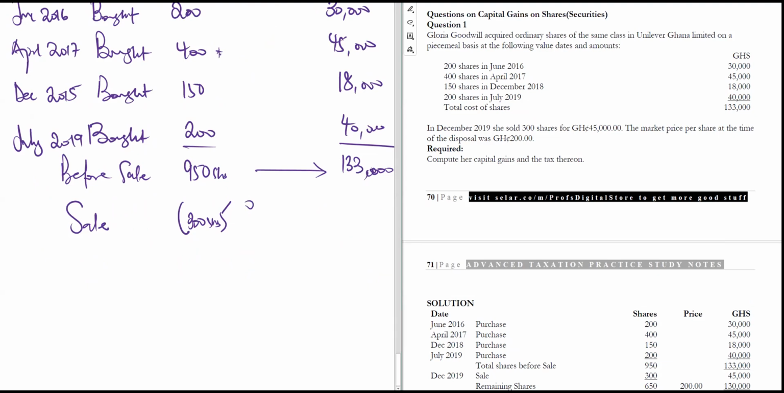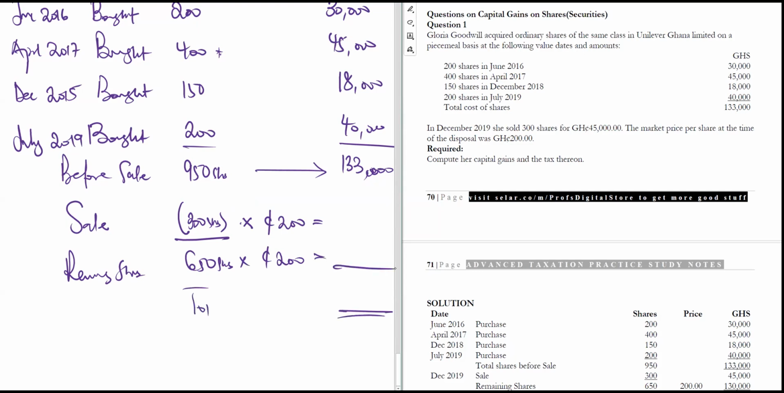Now, we know that these shares were actually sold at how much? She sold them for 45,000, right? But the market price at the time of their disposal was 200. So if we want to value this now, the remaining shares will be how much? 650. We have 650 shares, right? So this 300 would have been valued at the market price, which is 200, and the 650 would have been valued at the market price, which is 200.